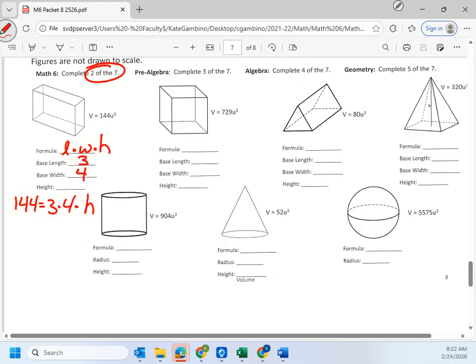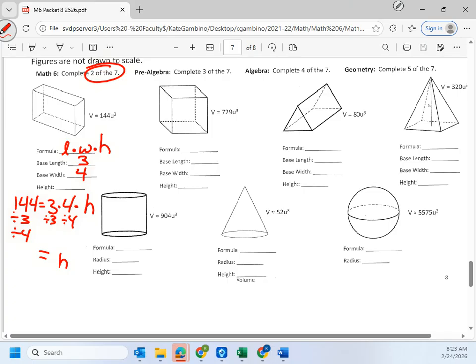I need to find that height. I'm gonna do those opposite operations. So instead of multiplying, I'm going to divide by that 3, divide by that 4. And what I'm left with is what that height will be. So do your opposite operations.